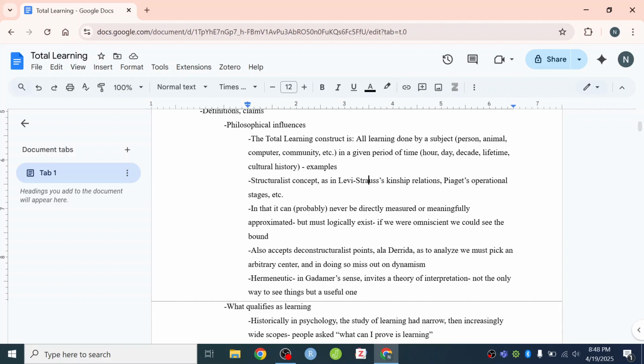where in order to analyze total learning, or something that we're going to try to place within the framework of total learning, we have to pick an arbitrary center, and in doing so miss out on the sense of dynamic change. Once we set the bounds of this person in this period of time, we've now flattened the learning that they've done, we've summated it, rather than seeing it as something that changed from second to second, from moment to moment, and developed. We've lost the temporal quality by creating this framework of total learning.